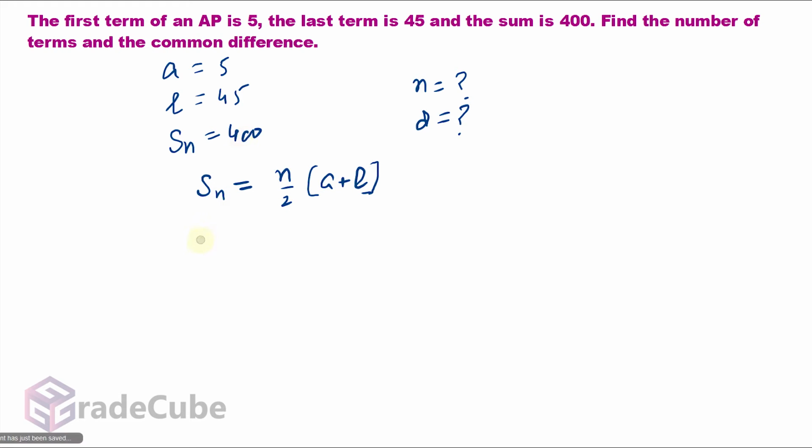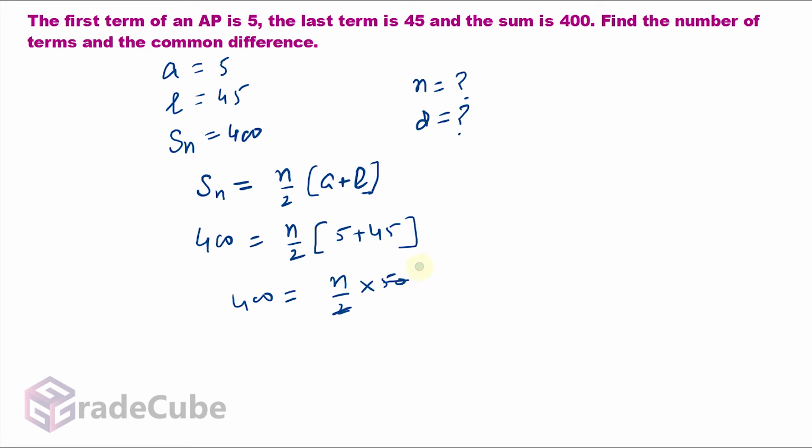Let's put the values. Sn is 400, n to be calculated, over 2. Bracket starts, a is 5 and L is 45, so it is 5 plus 45. 400 equal to n upon 2 multiplied by 50.